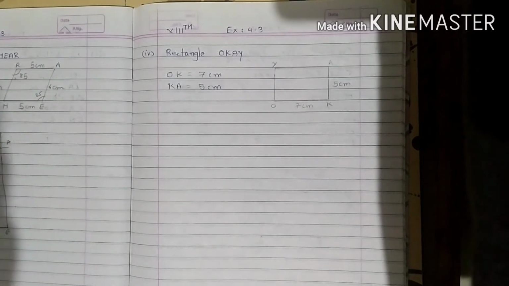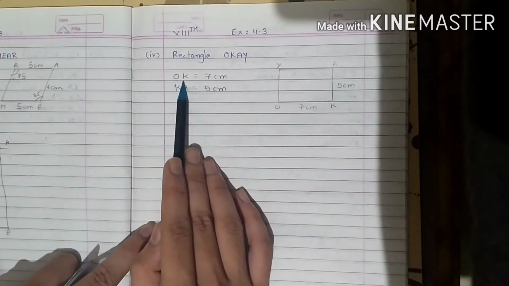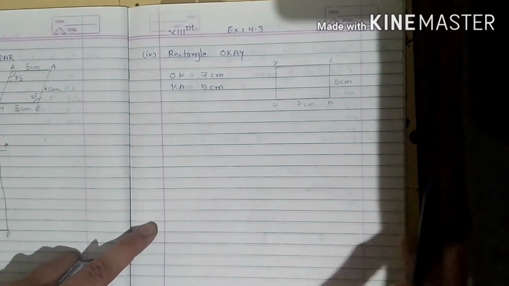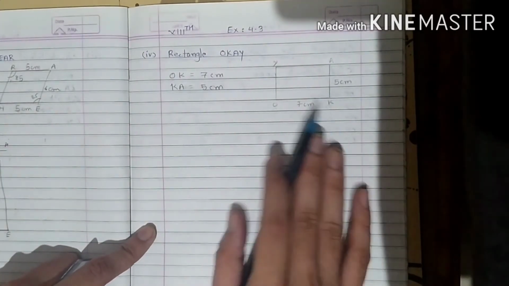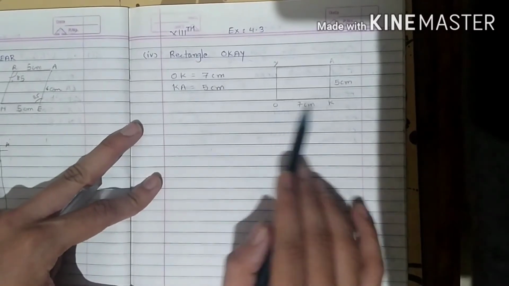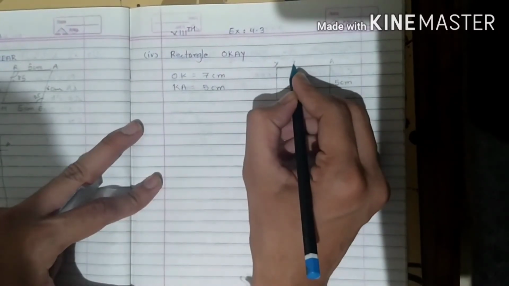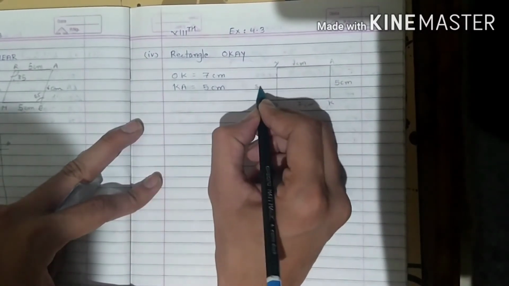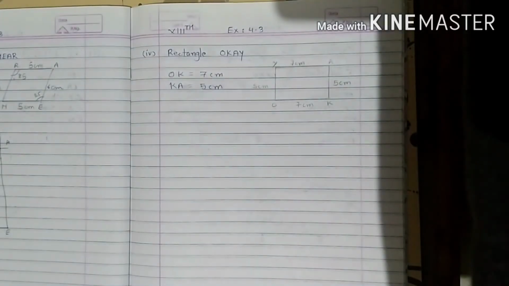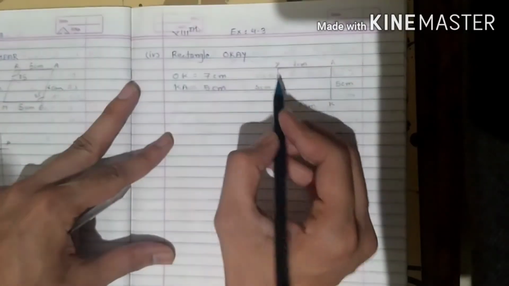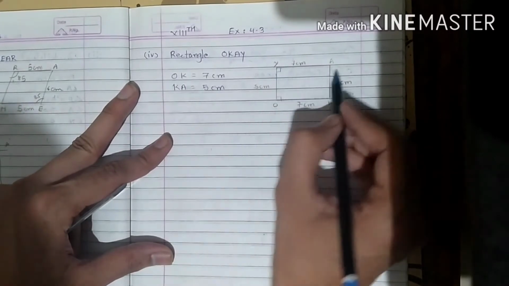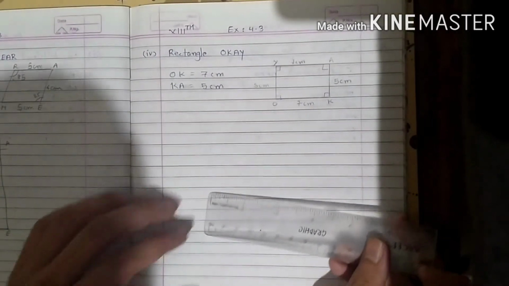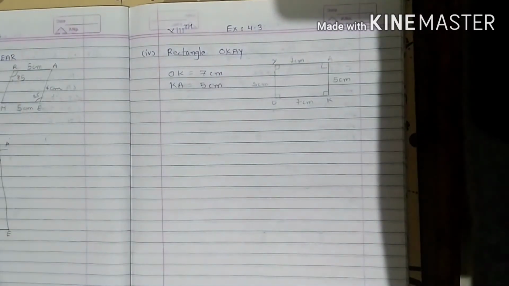A rectangle OKAY. OK is 7 centimeter, KA is 5 centimeter. We know that in a rectangle also opposite sides are same. So OK is 7, then YA will also be 7 centimeter, and KA is 5 centimeter, then OY will also be 5 centimeter. And we know that in a rectangle all the angles are of 90 degree. So first we will draw OK, the base, which is 7 centimeter.